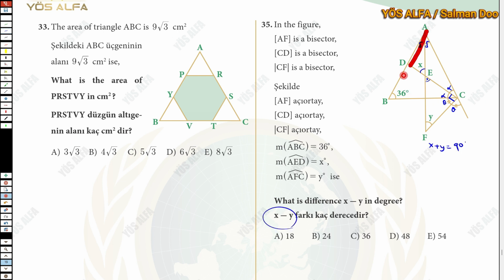We also know that in this triangle, the summation of the interior angles, 2 delta plus 2 alpha, is equal to 180 minus 36. From here we have delta plus alpha is equal to 90 minus 18, which is 72. And we also know that from this triangle, delta plus alpha is equal to x. So this one is x. Since x is 72, y must be 18. Since we are asked to find x minus y, the answer is 72 minus 18, which is 54.